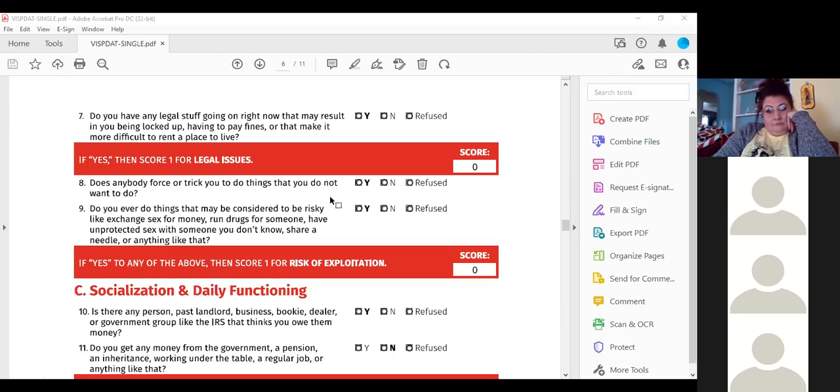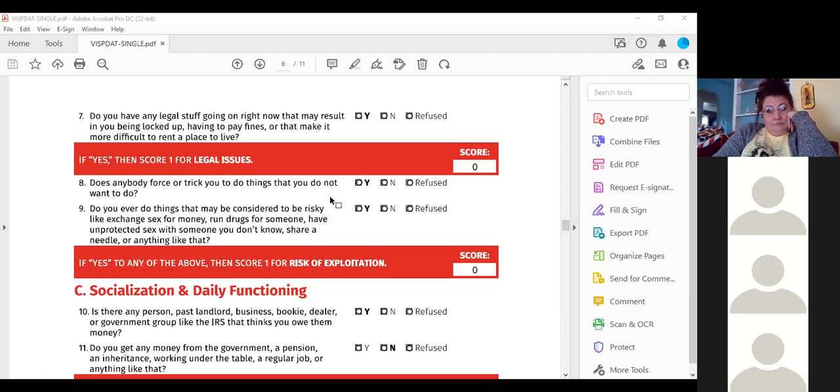On number 9, again, being careful how you ask that, especially when it comes to the females. We don't want to cause further trauma, but we need to know, are these some of the barriers and things that you're experiencing? Same thing with the males. You might not want to put the part in there about, do you ever do things that may be considered to be risky, like exchange sex for money, run drugs for someone, have unprotected sex with someone you don't know, share a needle, or anything like that. There are several parts to that question. So just paying attention to all of it.